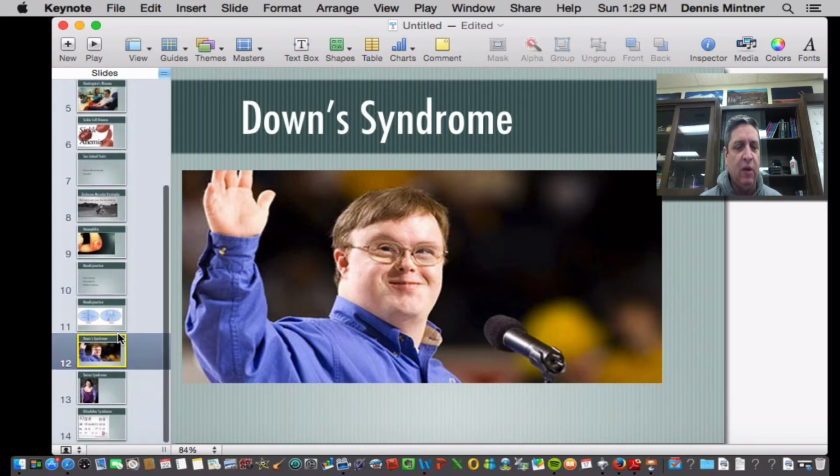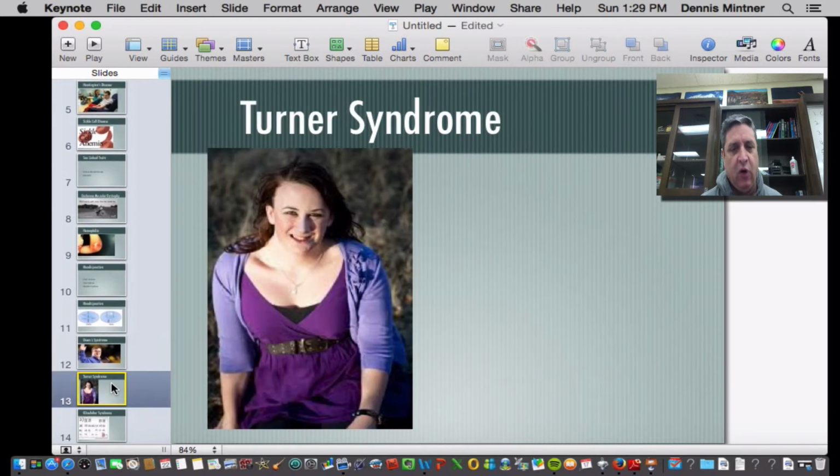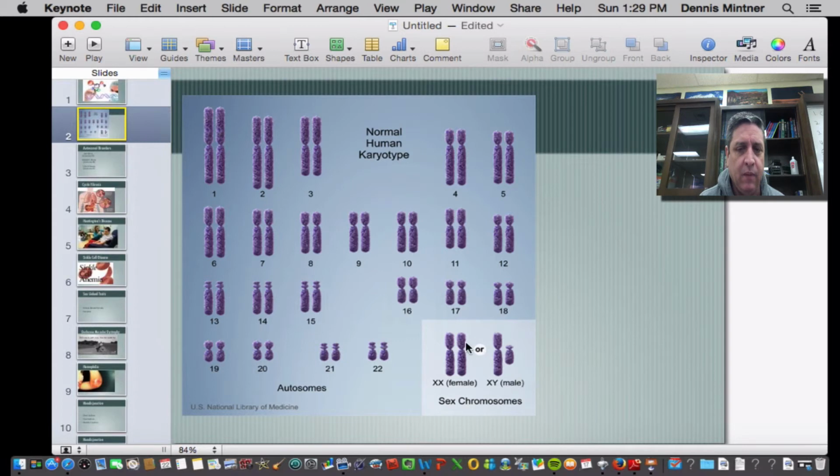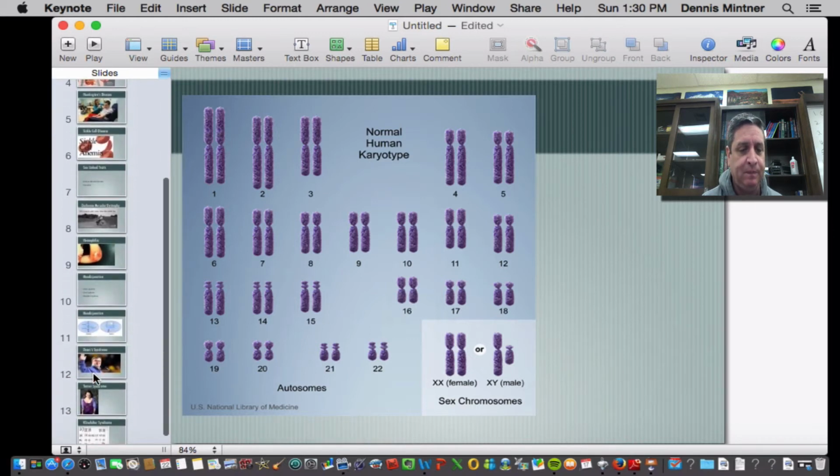Another one, and these both have to do with non-disjunction of the 23rd, the sex chromosomes. But it's non-disjunction because I'm getting extra or I'm getting one fewer on the sex chromosome. So this is actually happening on here. So I might only get, in Turner syndrome, instead of getting 2 X's, I only get 1 X. So she only has 1 X in Turner syndrome.